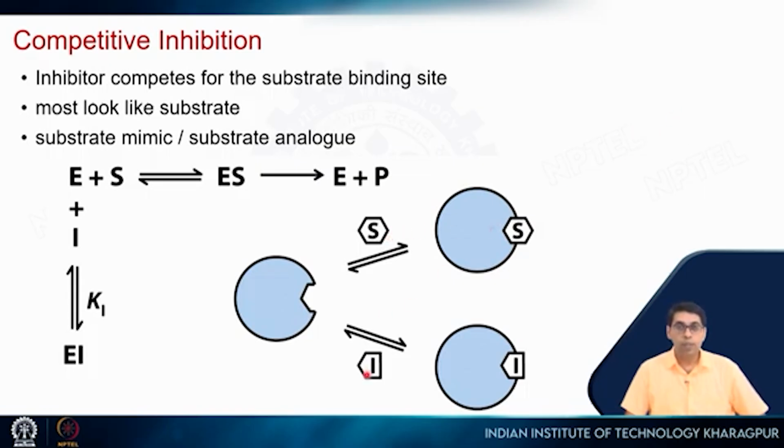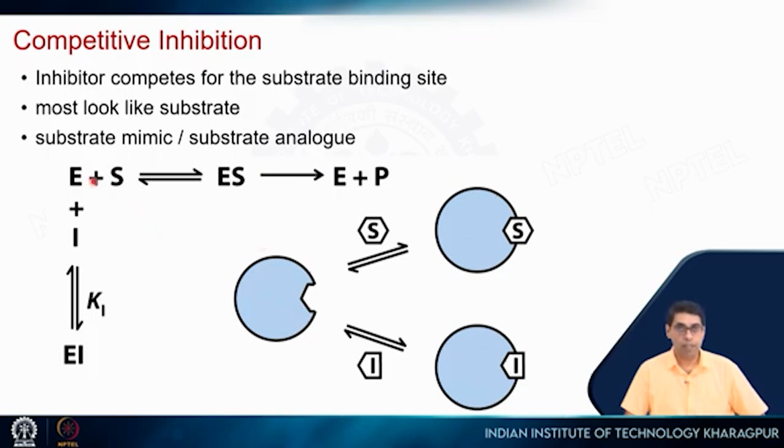The inhibitor looks very similar to the substrate and binds to the same active site. So if it binds there, no further reaction happens, right? So you can see that the substrate and the inhibitor are competing for the same active site. If the substrate is bound, the inhibitor cannot bind, or if the inhibitor is bound, the substrate cannot bind, right? So that is why it's called a competitive inhibition or a competitive inhibitor.